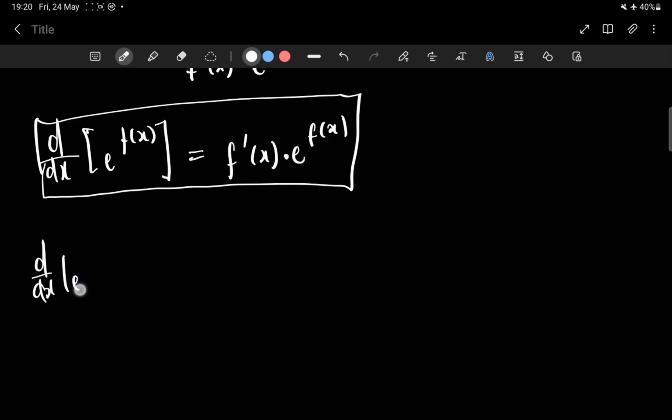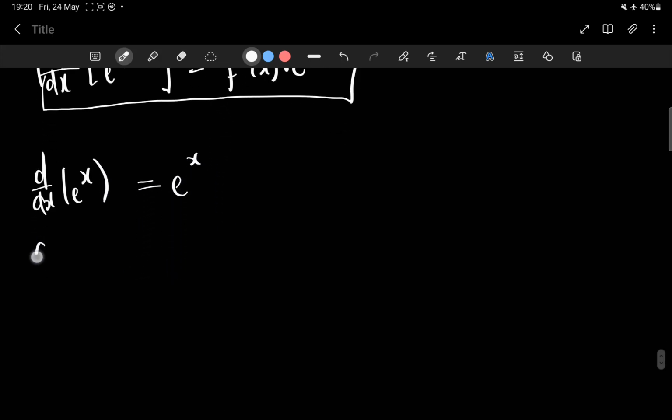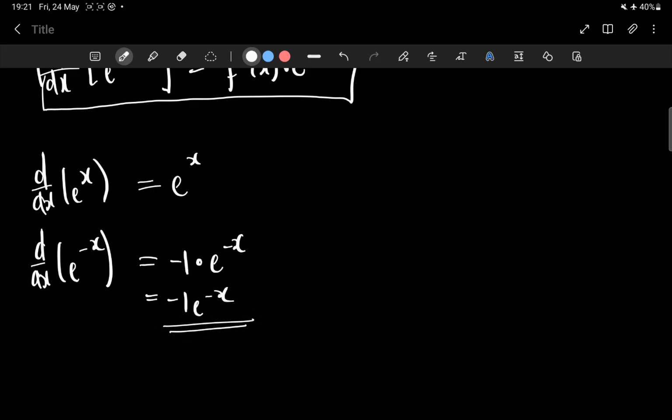d dx of e to the x is just e to the x. Now let's get the derivative d dx of e to the negative x. What is the derivative of e to the negative x? You differentiate. What's the derivative of minus x? It is minus 1. Multiplying, the original comes back as it is, e to the minus x. So this would be minus 1 times e to the minus x. That's the derivative of e to the negative x.